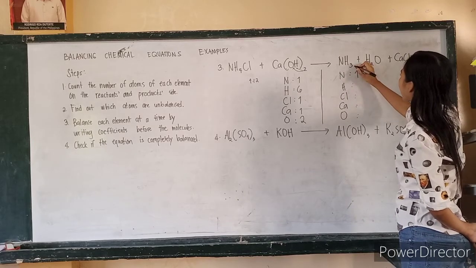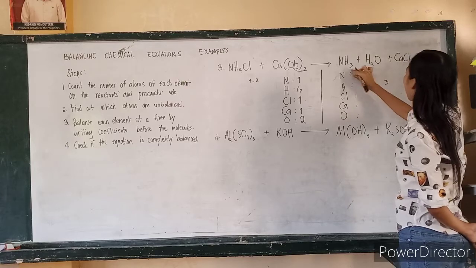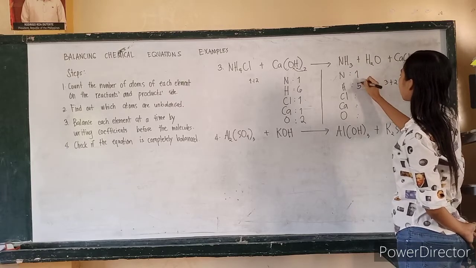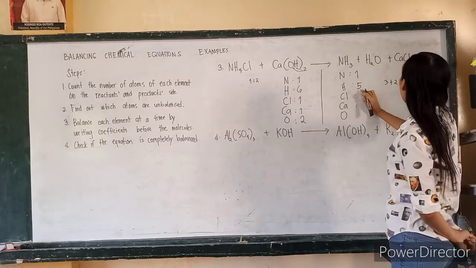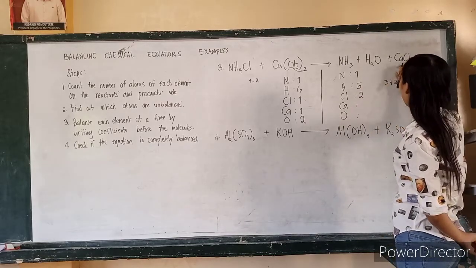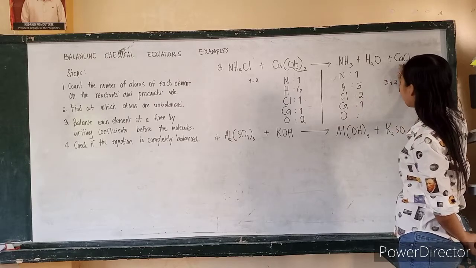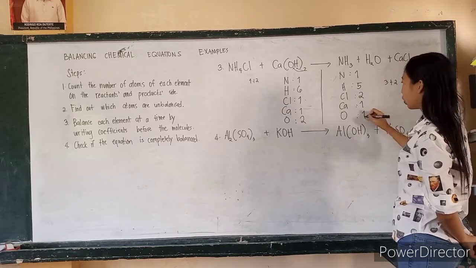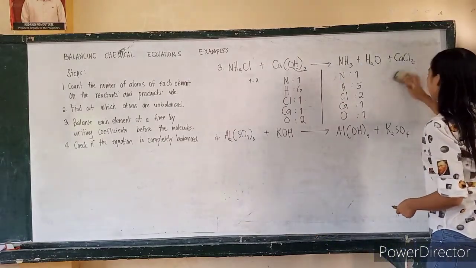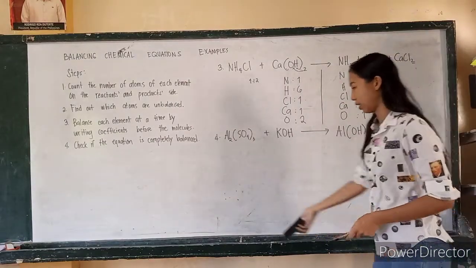Then you have 3 H here, plus 2 H here. So, 3 plus 2, that becomes 5. Then there are 2 Cl here, 2 chlorine. You also have 1 calcium here and 1 oxygen atom. Okay? So, let us look at which parts are not balanced.